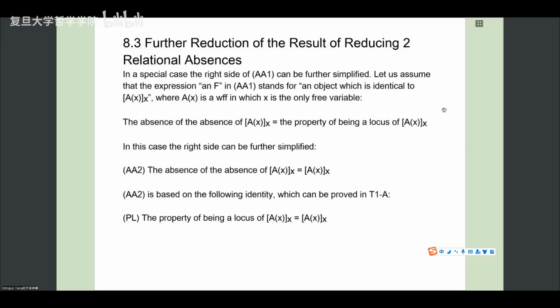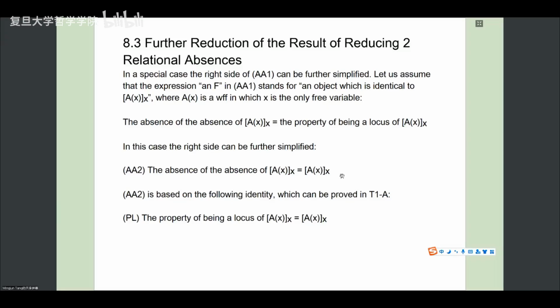But in this case, the right side can be further simplified, and then we get AA2. The absence of this property is actually the same as the absentee. So if the absentee here is a property term, then we can say the whole absence is reducible to the absentee.